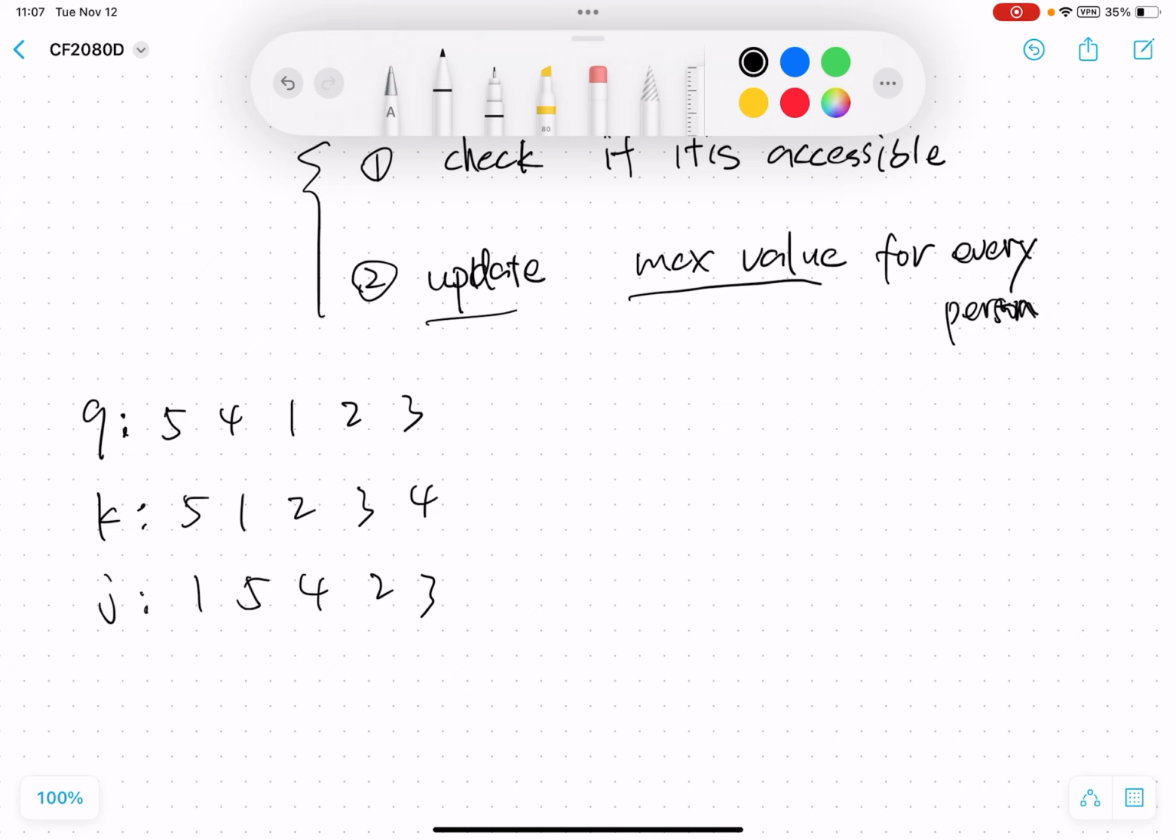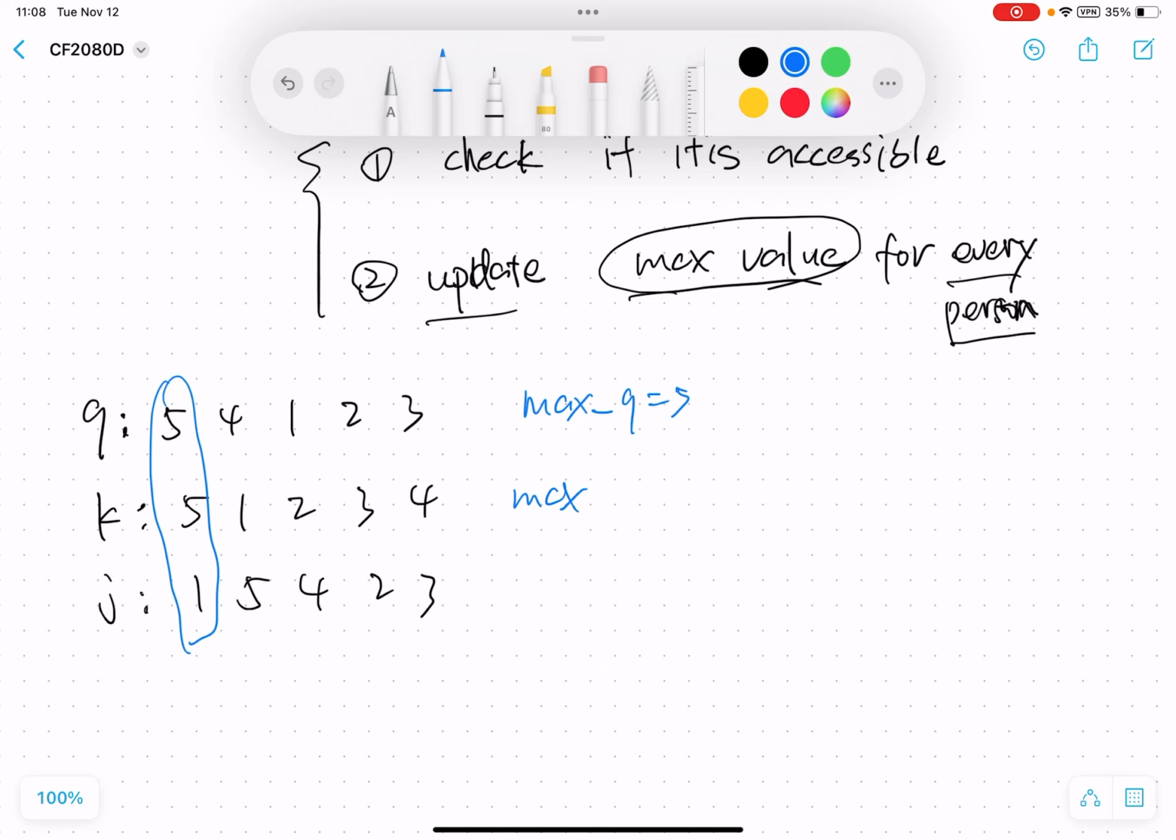First step, we need to maintain the max value for every person. For the first card, the max Q will be 5, and max K will be 2, and max J will be 1. This is the max value.